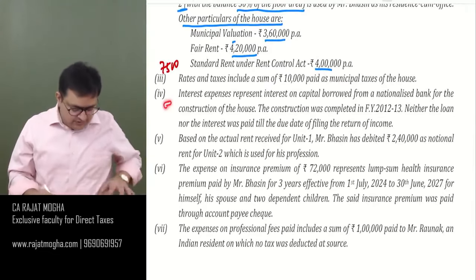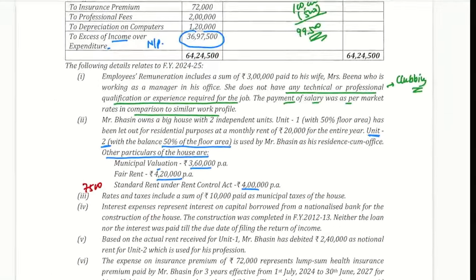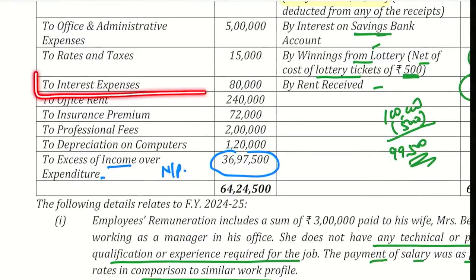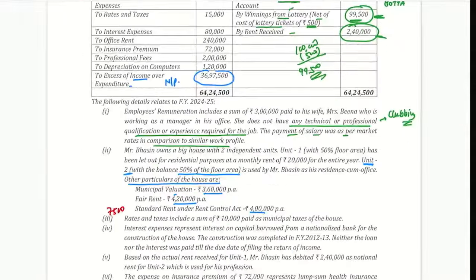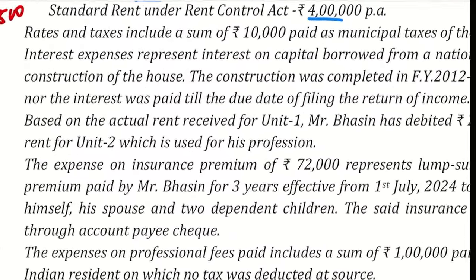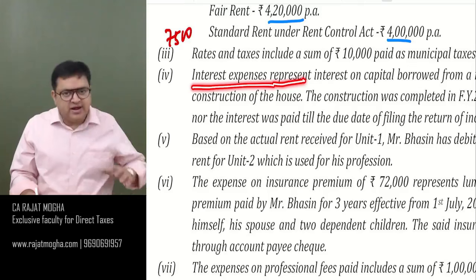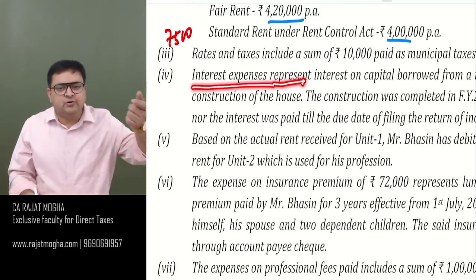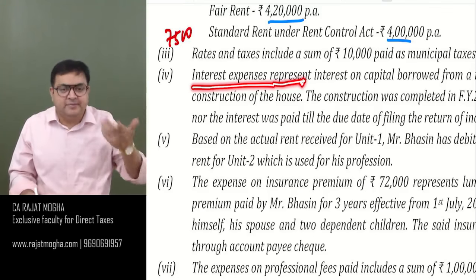Now, fourth point. Interest expenses represent interest expenses 80,000. Correct? Interest expenses is 80,000. Let us see what they are talking about. This 80,000. Interest expenses represent, it means they are talking about the entire 80,000, right? They are not saying interest expense includes this amount. They are talking about the entire 80,000. That this interest expense is 80,000. What does it represent?